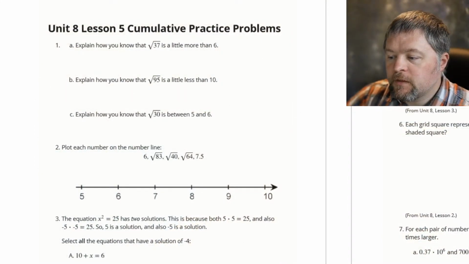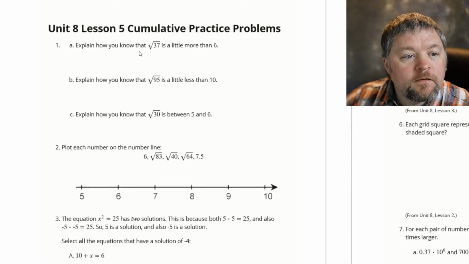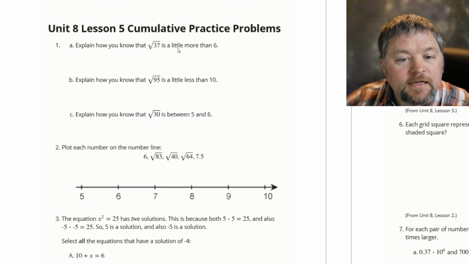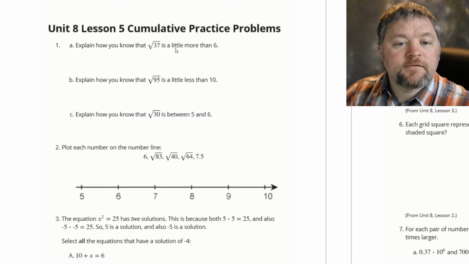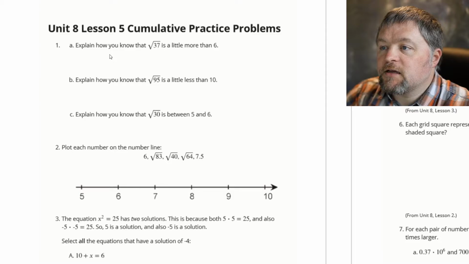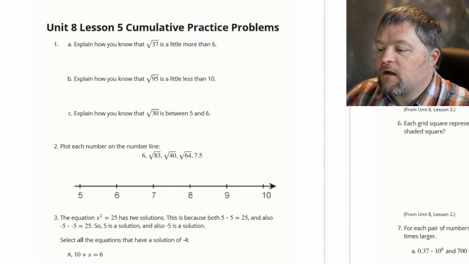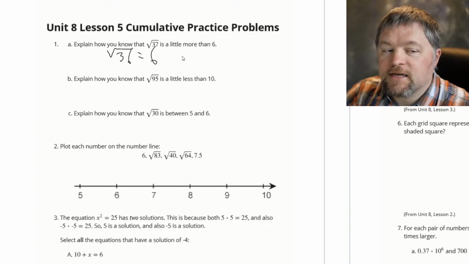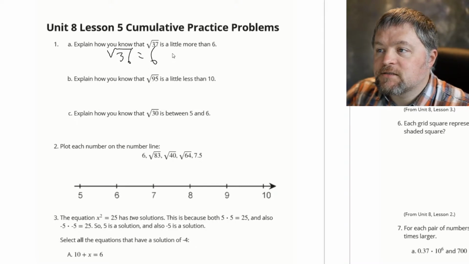So, our first problem here says, explain how you know that the square root of 37 is a little more than 6. So how do we know the square root of 37 is a little more than 6? Because the square root of 36 equals 6, and 37 is a little more than 36. So the square root of 37 needs to be a little more than 6.